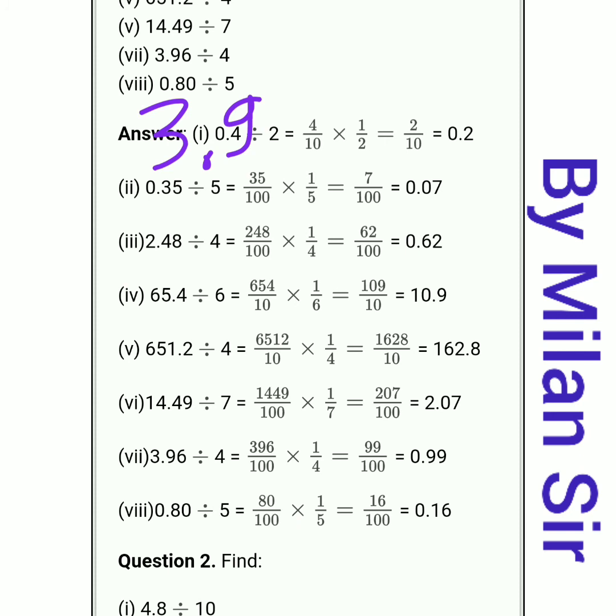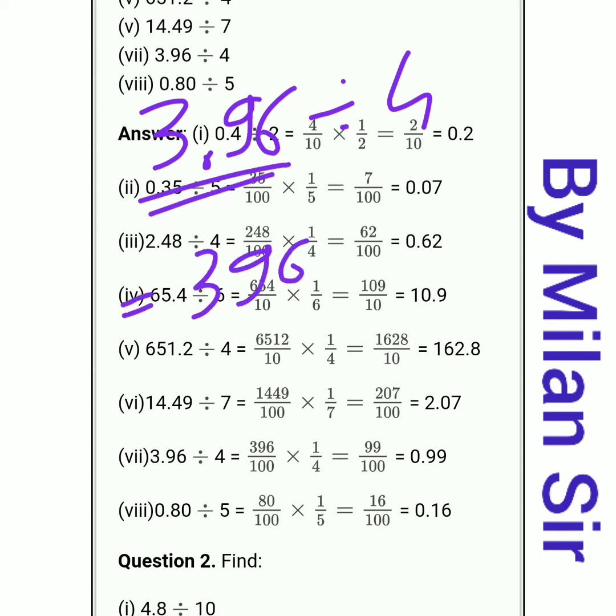Question number 7, right? 3.96 divided by 4. Again, first of all we need to ignore the decimal point, so it becomes 396. After the decimal point we have 2 digits, so in the denominator we need to write 2 zeros, before that 1, so it becomes 100. So 3.96 is 396 divided by 100.